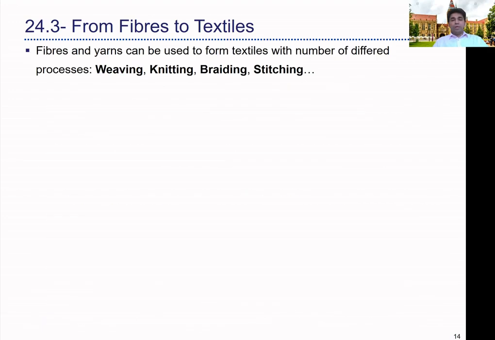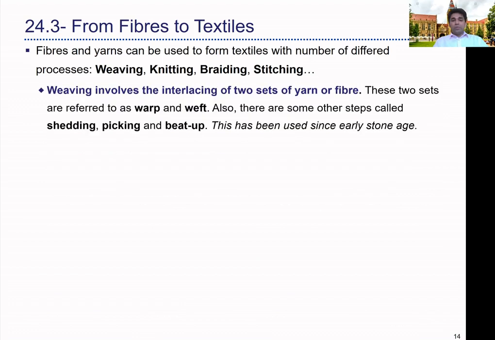Okay, let's look briefly at how these processes work and what the main mechanisms behind them are. The weaving process involves the interlacing of two sets of yarn or fiber. One set is called the warp, the other the weft. This has several steps called shedding, picking, and beat up. This repeats, and during that time we get the fabric.